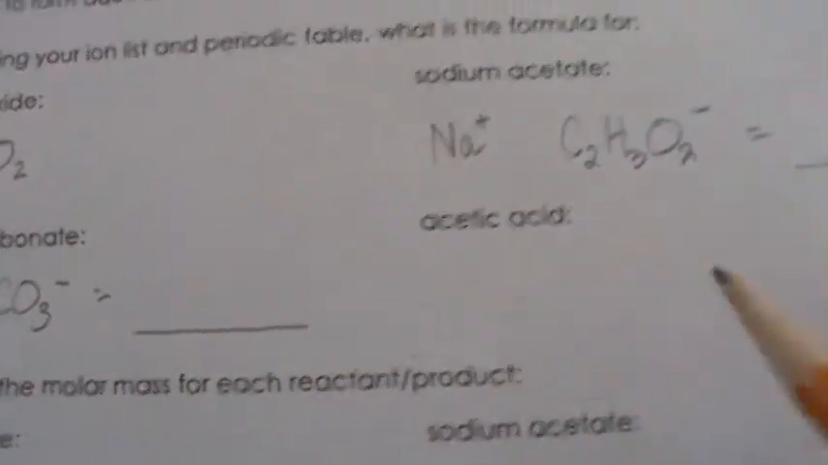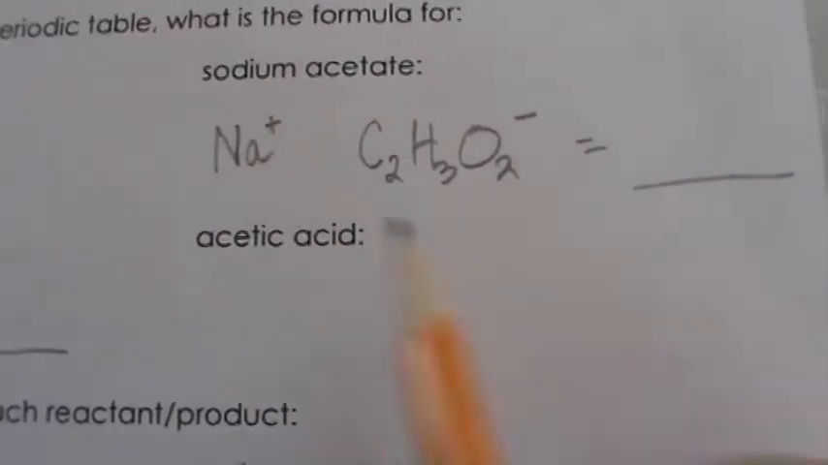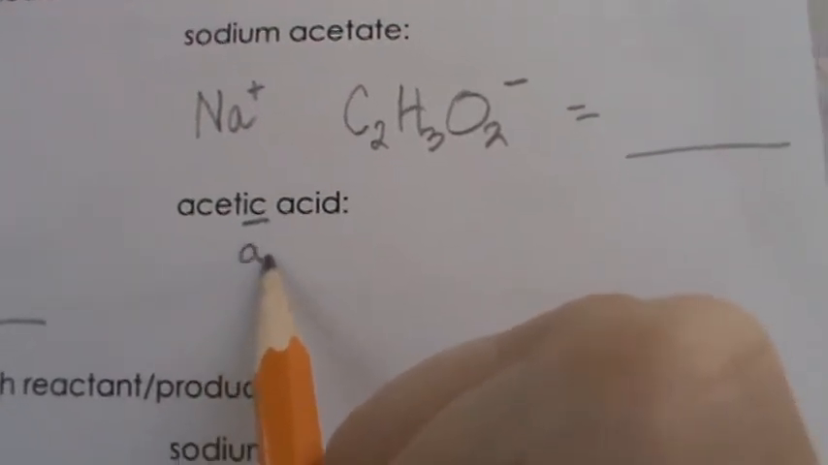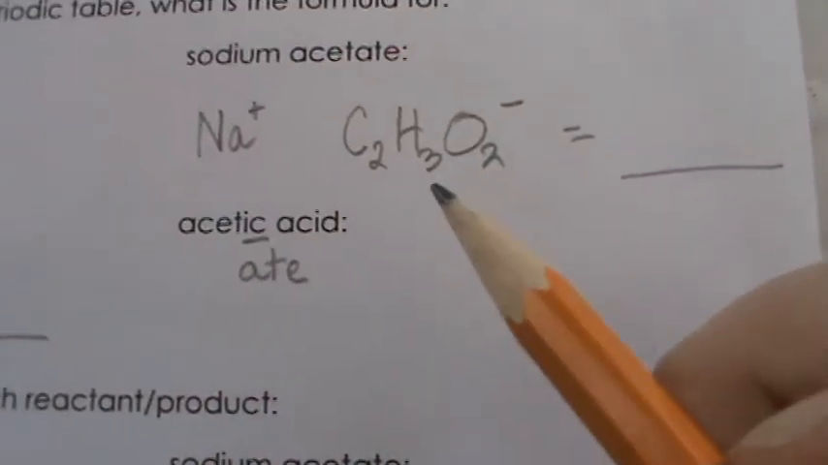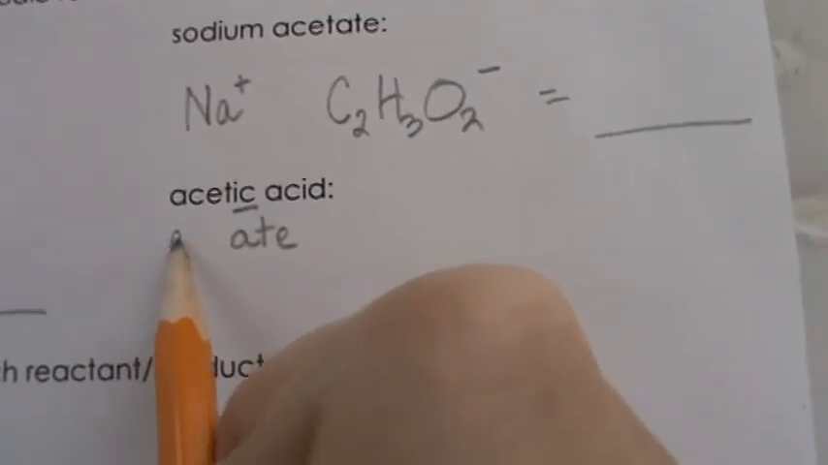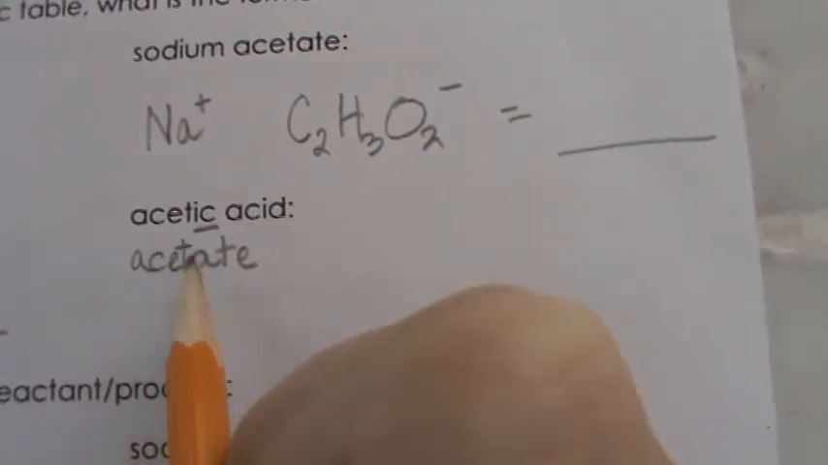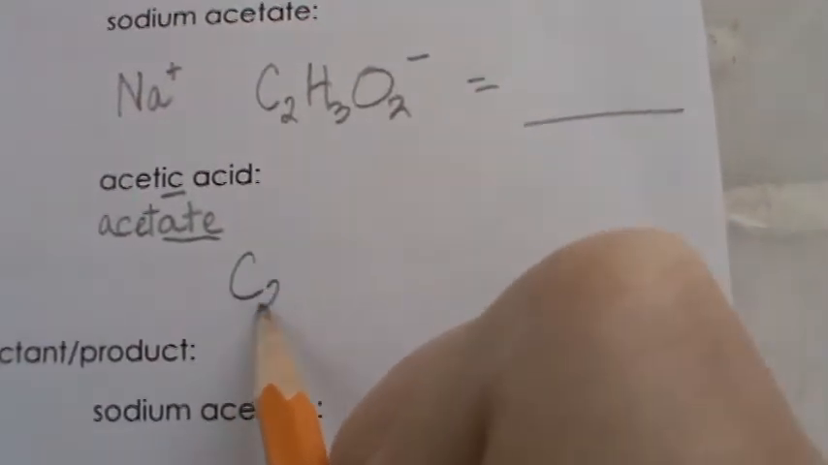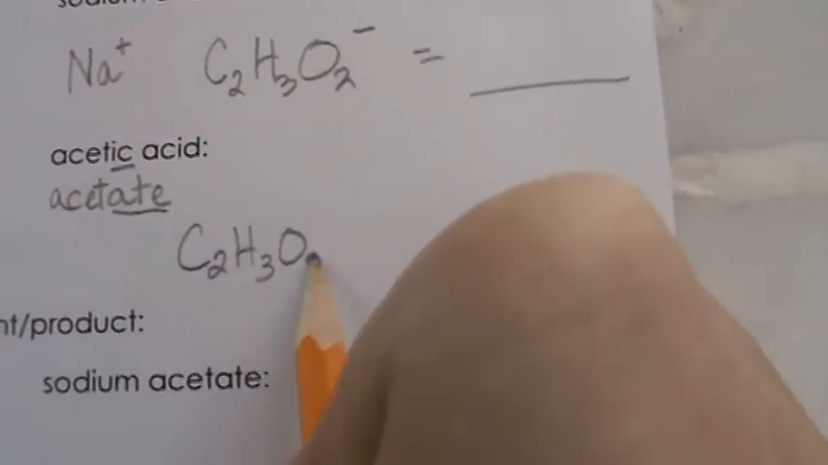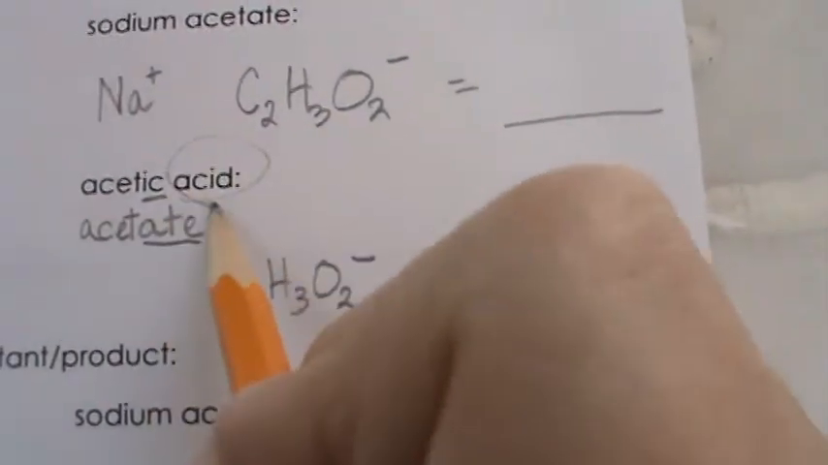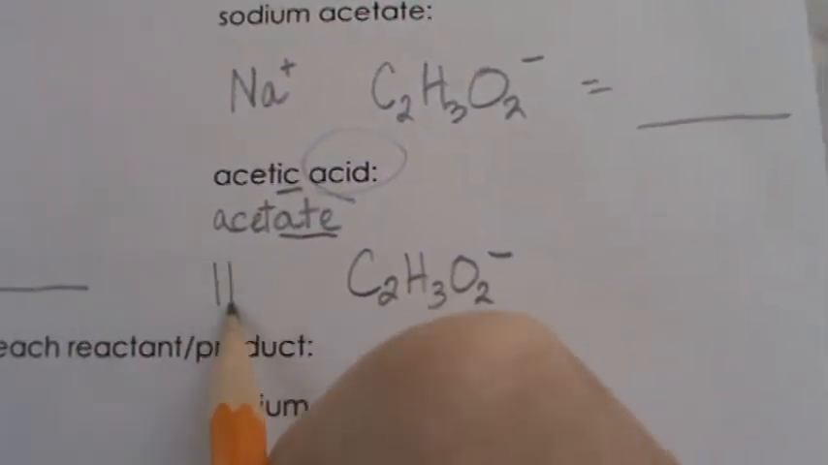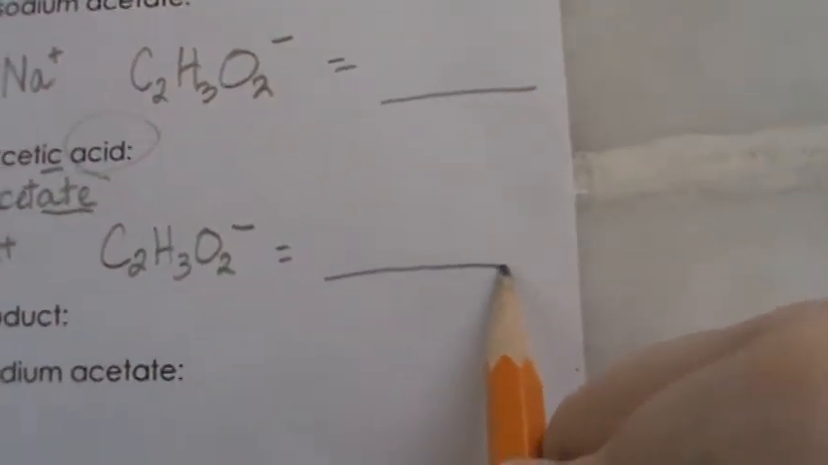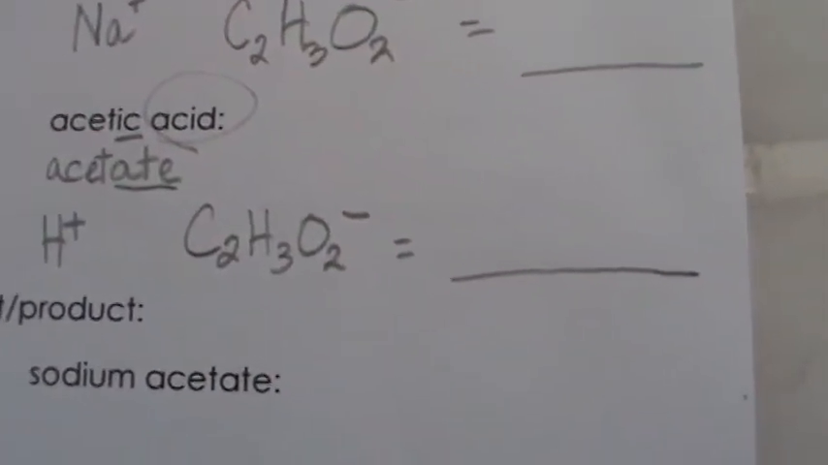Okay. And now here we have acetic acid. And see this ic? Remember that ic comes from ate. Okay, so this would be acetate. The acetate ion is C2H3O2, and in order to make it an acid, we need to add a proton. And now you need to put these together for that.